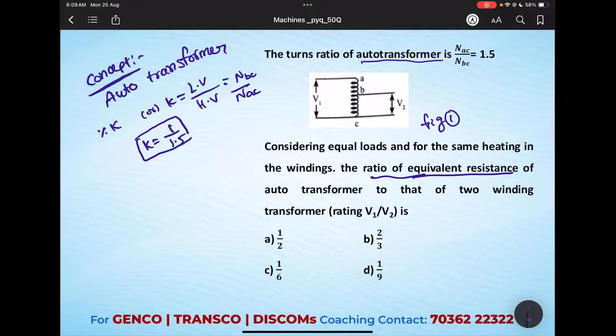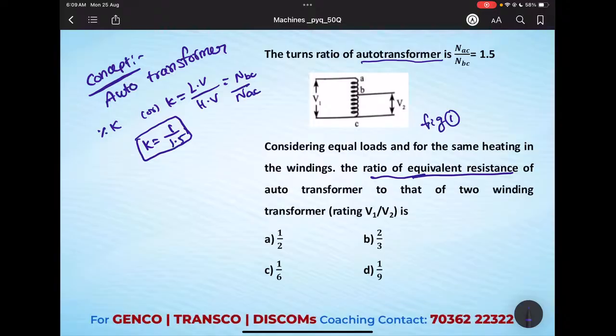Whenever you get any problem related to auto transformer, the first step is to calculate K immediately, because most of the questions can be solved if you have the value of K. We already discussed in the last sessions the power transfer of auto transformer compared to two-winding transformer, voltage regulation, copper saving. Many factors can be calculated from the K value. So the first step, when you see a question about auto transformer, is to calculate the transformation ratio K.